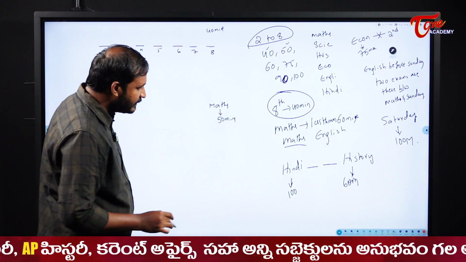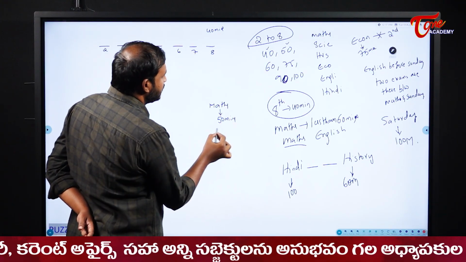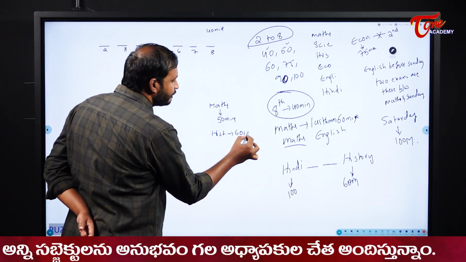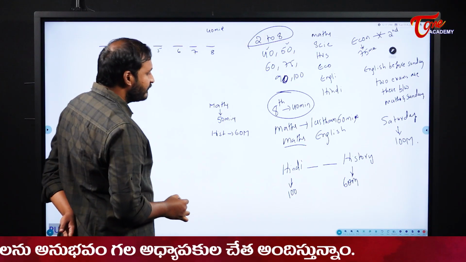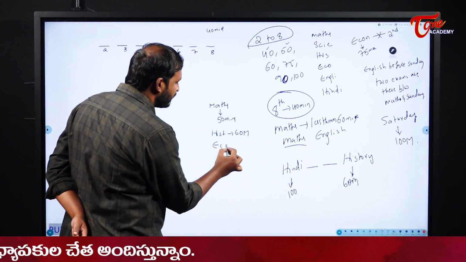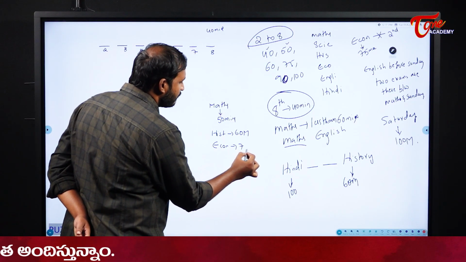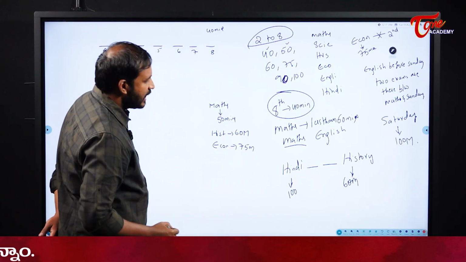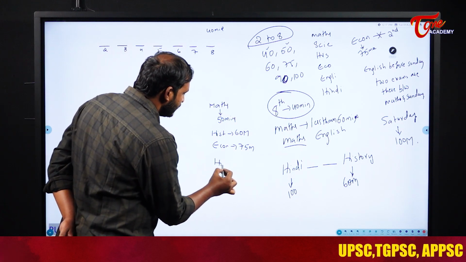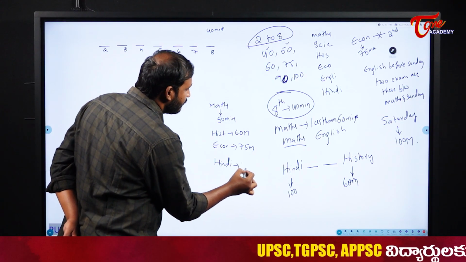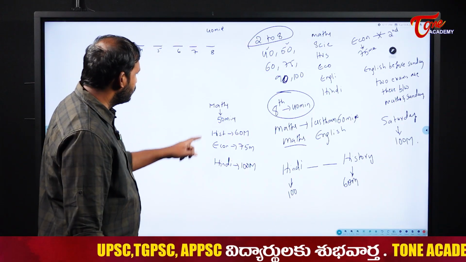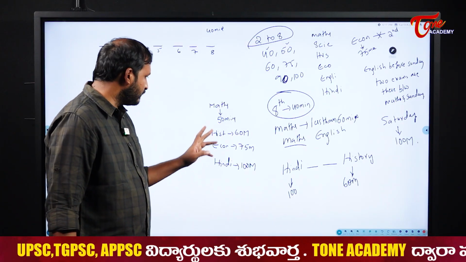Maths is 50, and for history, we will write the remaining things. History they have given very clearly, it is 60 minutes. Maths 50, history 60, and next 75, economics is for 75 minutes. And 100 is for Hindi. So overall, we are done with 4 subjects.